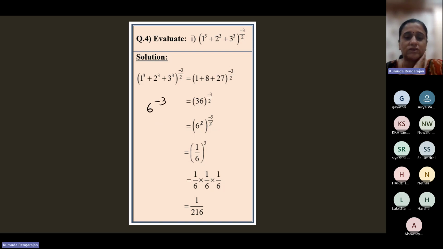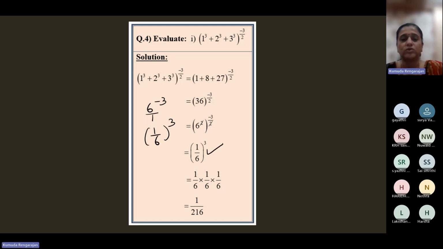6 to the power minus 3. You don't want minus 3. You want plus 3. So if you write the power minus 3 as plus 3, take the reciprocal of the base. The base now is 6 by 1. 6 means 6 by 1. You should write it as 1 by 6. That's how we get 1 by 6 the whole cube.